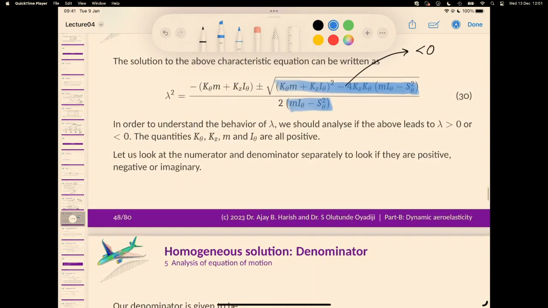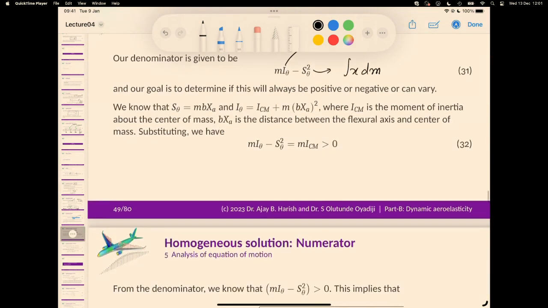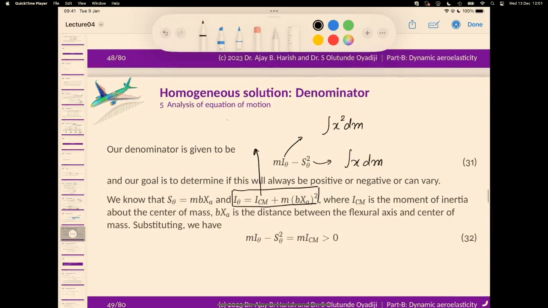Okay. So let's start with looking at the denominator, m into I theta minus s theta square. M is positive, I theta is positive, so our I theta is nothing but our integral of x square into dm, and s theta was nothing but integral of x into dm, right? All of these are positive quantities, but we don't know whether the overall quantity itself is positive or negative. So if you remember your parallel axis theorem, we know our moment of inertia about the center of mass. So ICM is nothing but our moment of inertia about center of mass.